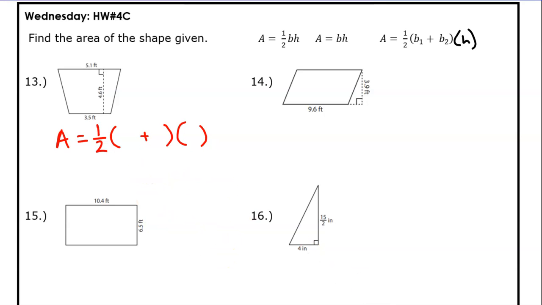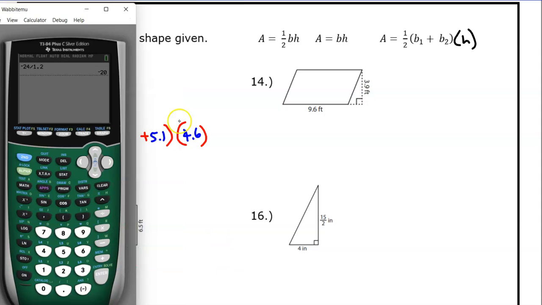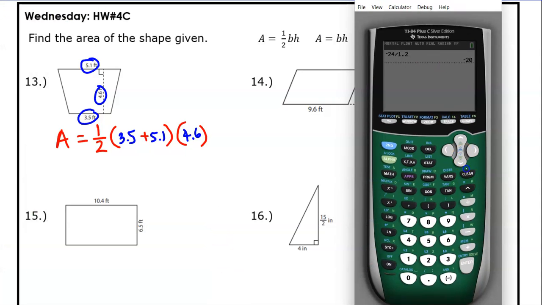So now I'm going to substitute. My first base is 3.5. My second base is 5.1. And my height is 4.6. And now I pick up my calculator and let my calculator do all the math.